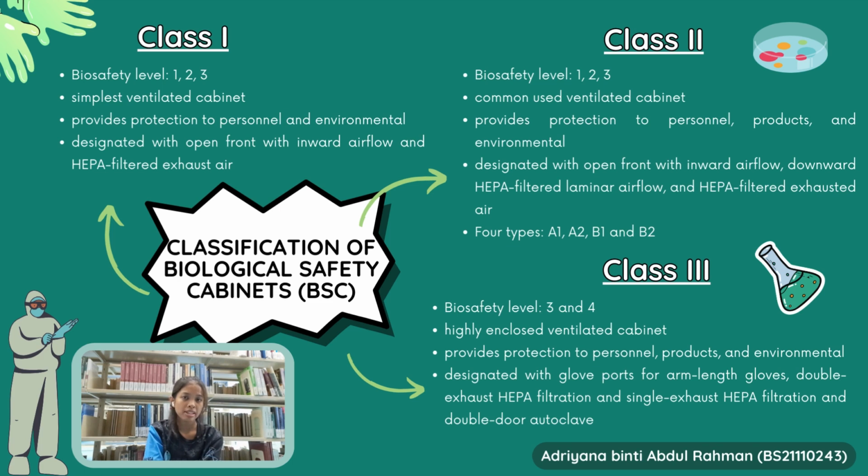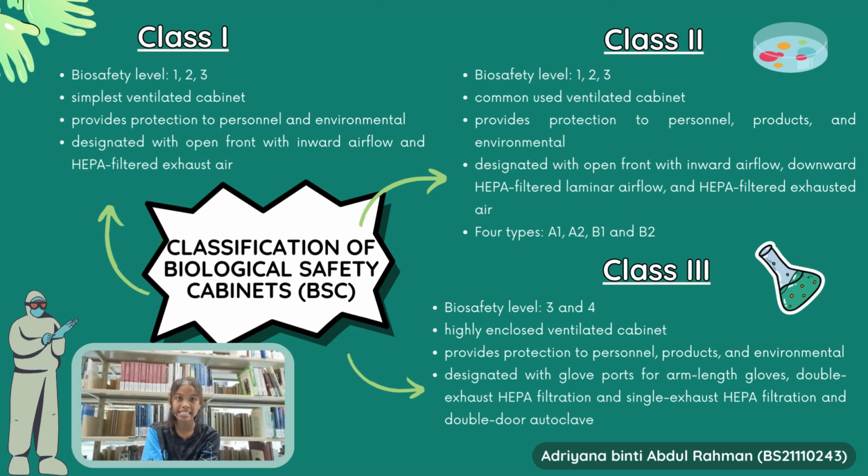Class 2 BSC is created with two filters, which are downward HEPA filtered laminar airflow and HEPA filtered exhaust air, which makes it more advanced than Class 1. There are four types of Class 2 BSC, which are A1, A2, B1, and B2.